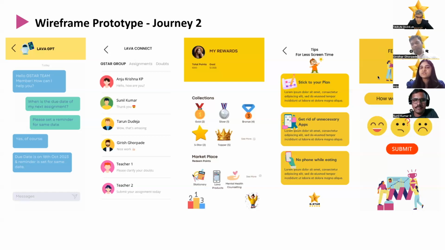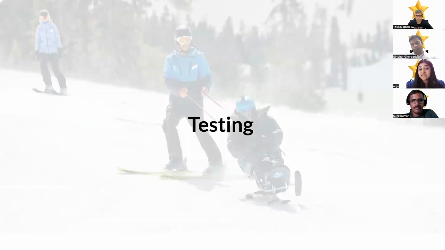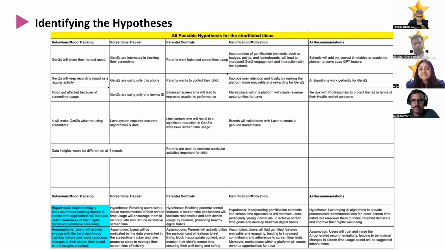So it will help users to become more aware of their emotional well-being and encourage self-reflection. This data will be used for giving them personalized content based on their mood. Next is the testing. Testing will help us to validate the assumptions and uncover the hidden challenges. This part really helped us to make the solution better to meet Gen Z's needs.